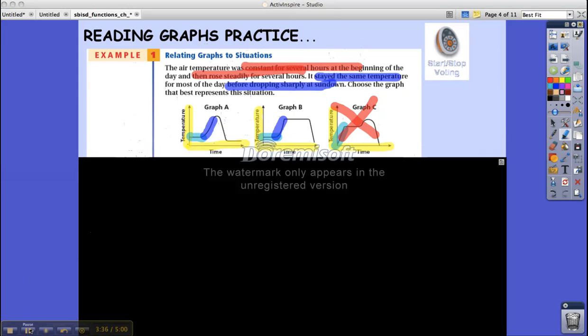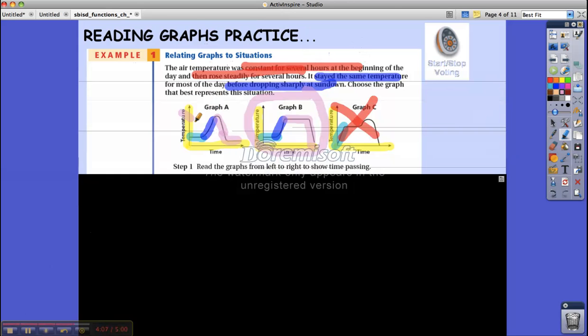Okay, so hopefully you picked a graph. The correct graph for this situation is graph B. If we look here, it stayed the same temperature for most of the day, so notice the temperature, the y, stays the same even though time is passing, and then it is dropping sharply. Here, once it reaches this time, it goes down for most of the day. It's decreasing down here and then staying the same at the end of the day. So this isn't right. This is not right either. So the correct graph would have been graph B.